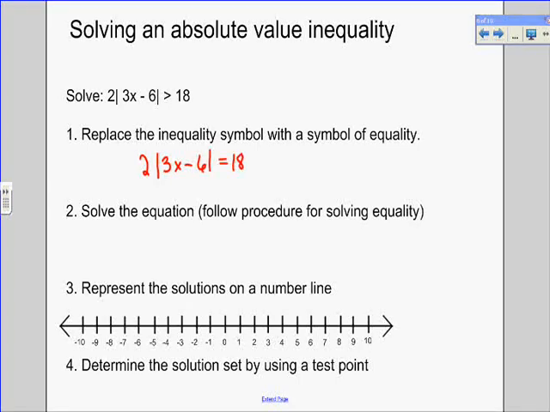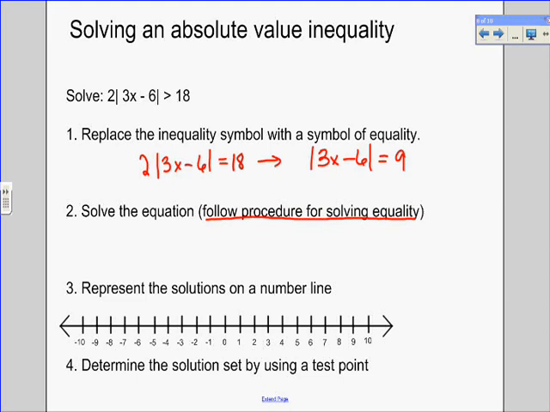And we're going to solve that using our procedure for an equality, the procedure from the last video. So what would we do? I'm going to run out of space here, so I'm going to do a little bit up here. I'm going to isolate my absolute value on its own. So I'm going to divide by 2 on both sides, and I end up with 3x minus 6 is equal to 9.